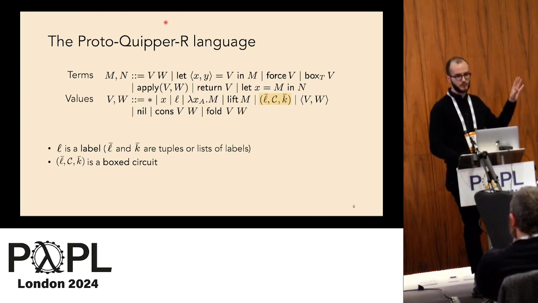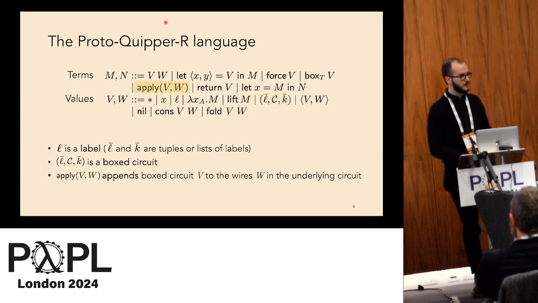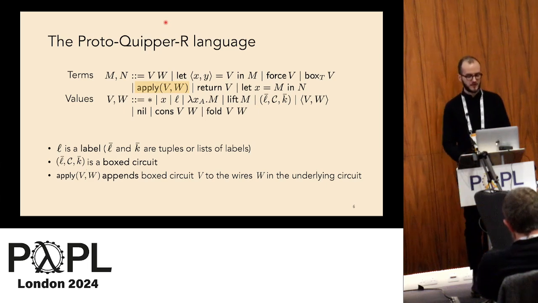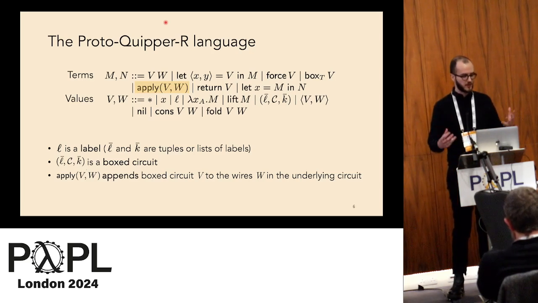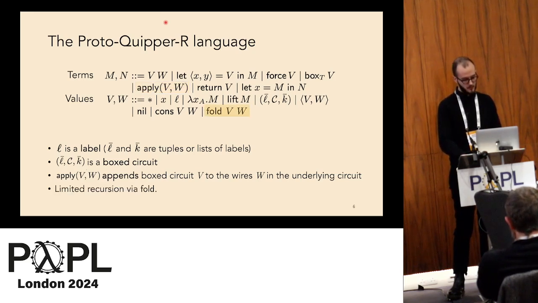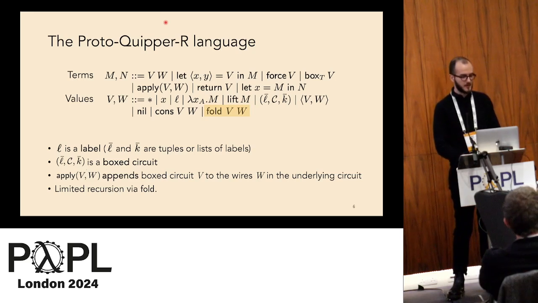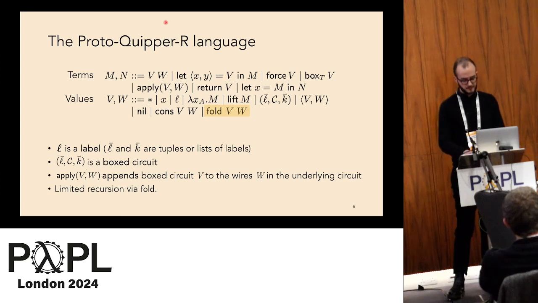So we assume to have one such term for every primitive operation that we want to carry out. And the most fundamental construct of the language is the apply construct. Basically, apply V W appends a boxed circuit V representing some general quantum operation to the wires identified by W in the underlying circuit. And we also have a limited form of recursion via a hard-coded fold operator.